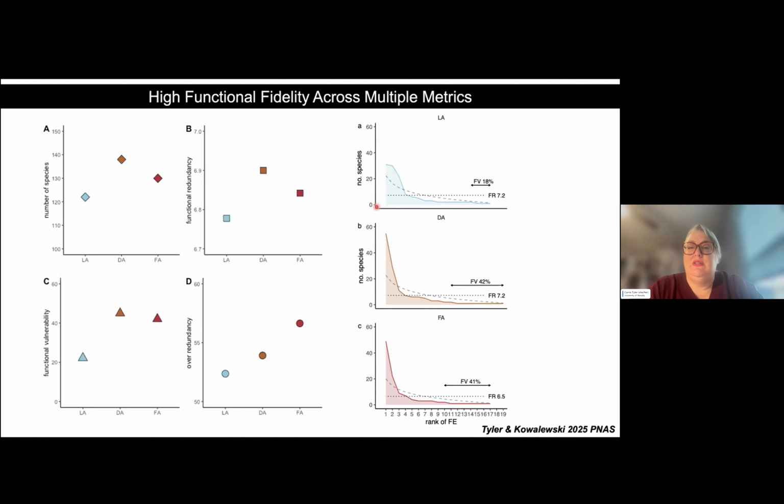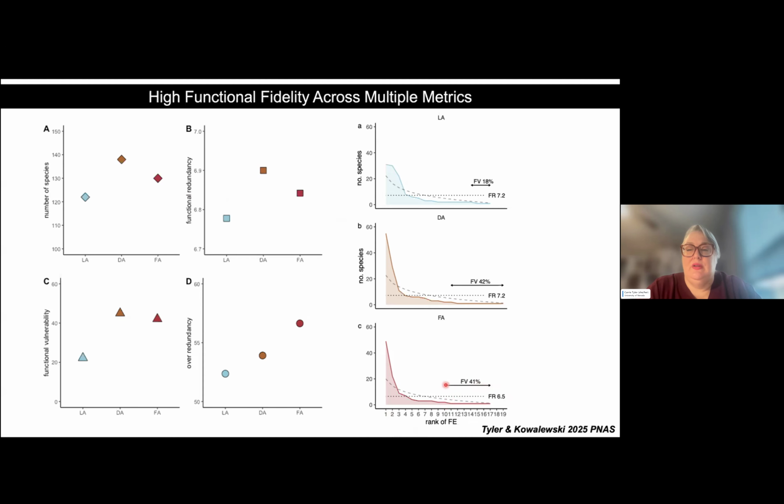This is what the curve looks like if you rank the functional entities. This is the number of species per functional entity here. It's just sort of smoothed out instead of being a histogram. So they're ranked the same for all of these. And this is a good way to visualize the functional diversity. This arrow here is showing how many functions are vulnerable.